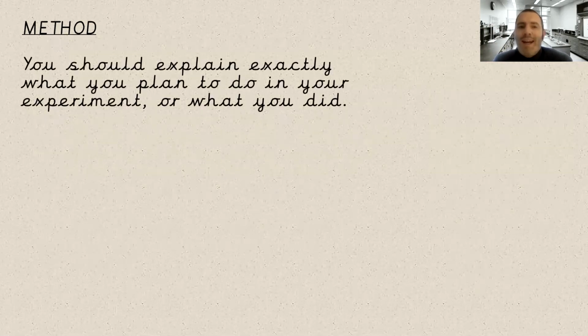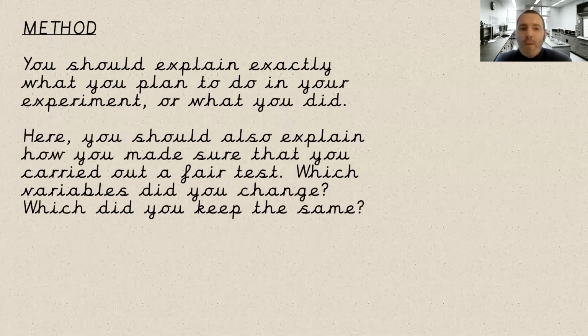You're going to explain exactly what you plan to do in your experiment, or if you're writing this up afterwards, exactly what you did. This is important. You should also explain how you made sure that you carried out a fair test. What variables did you change? Which did you keep the same?